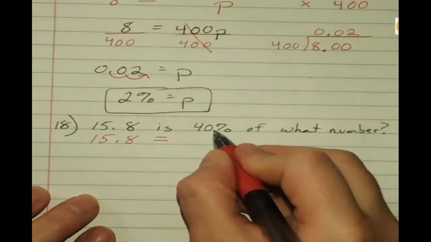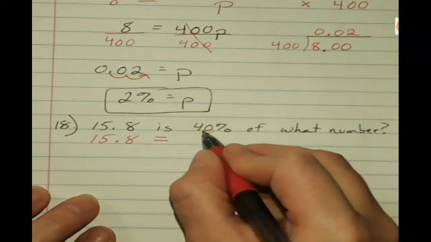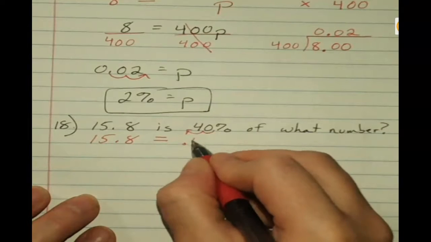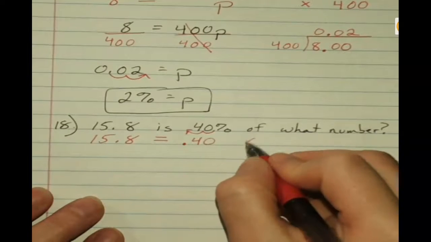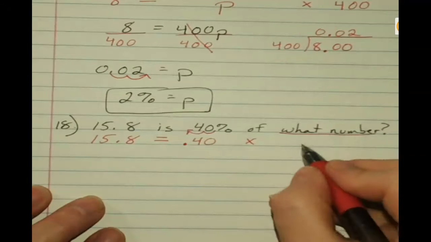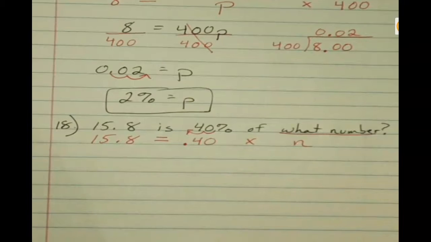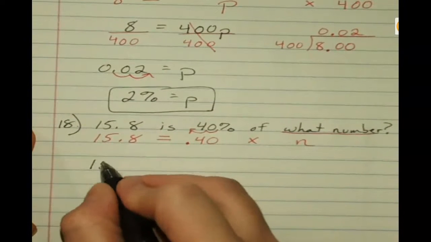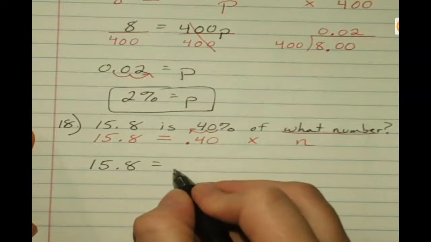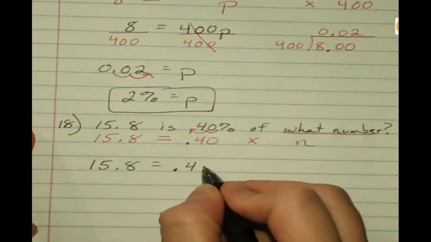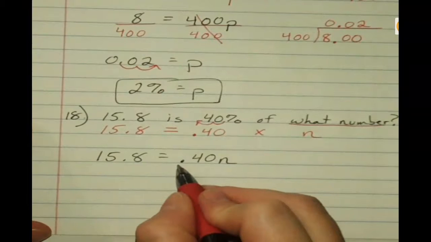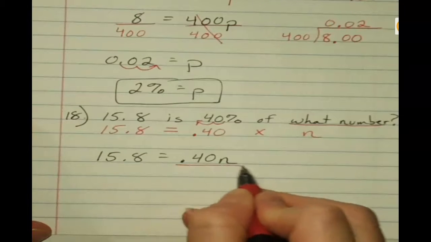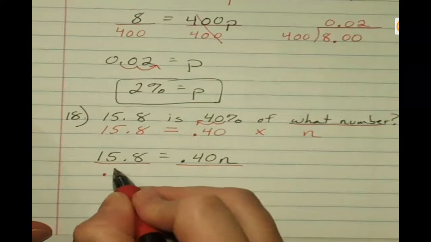Well, wait. This changes to a decimal. So you move the decimal. So that becomes 0.4 or 0.40, whichever. And then times, and then N, because we don't know what that is. Okay, so then really, it's 15.8 equals 0.40N. And then we solve this by dividing both sides by 0.40.